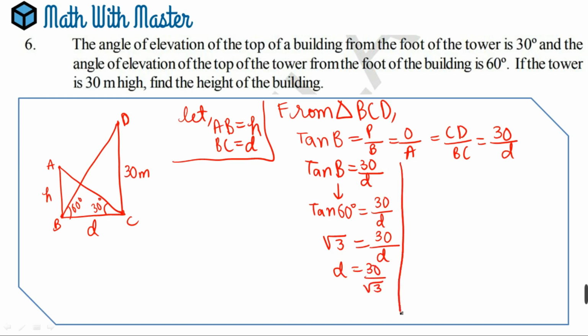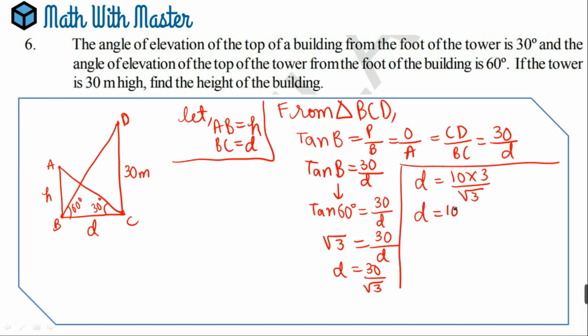and now D is equals to, instead of 30, we can write 10 into 3 upon root 3. Then D is equals to 10 into, I can write 3 as under root 3 square. So I can write this as under root 3 into under root 3 upon under root 3. Under root 3 and under root 3 will get cancelled and the answer will come 10 into root 3 meters.